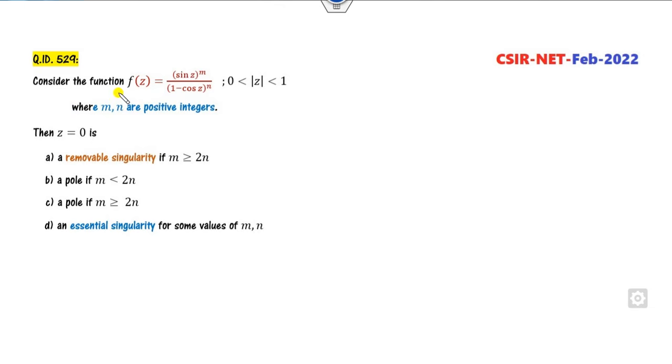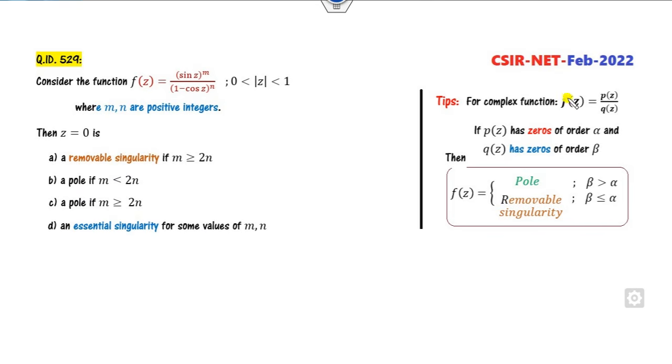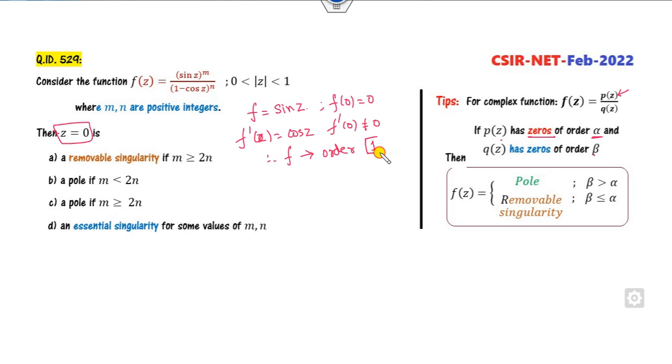Okay, look at this. Here you have to find the removable, pole, essential singularity. That's very simple, this is a simple tip for you. If you have a complex rational function, find the zeros of p, that is the numerator, say they come to be alpha, beta. So if I think about here, they are talking about 0. So f of 0 is 0. What is f dash of z, cos z? Is it 0? No. So what is the meaning of that? f has a zero of order 1.